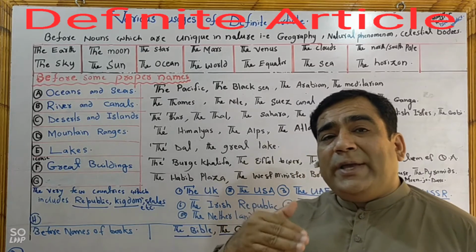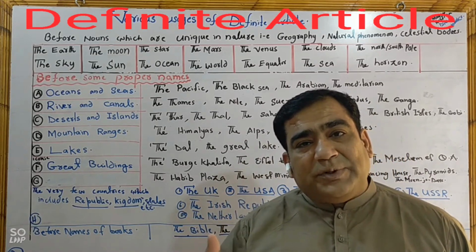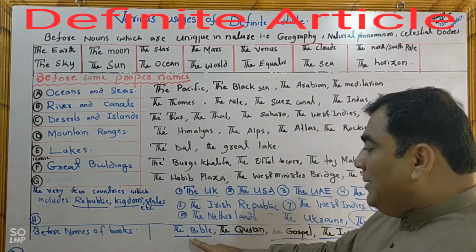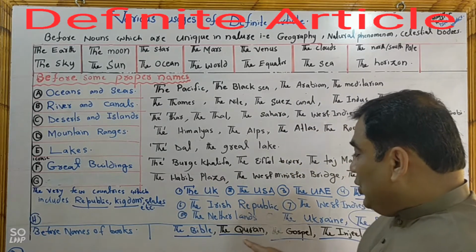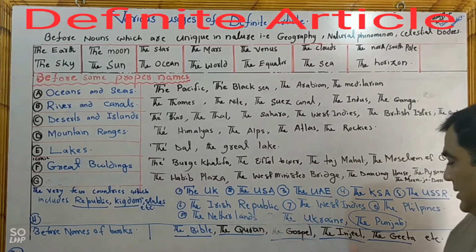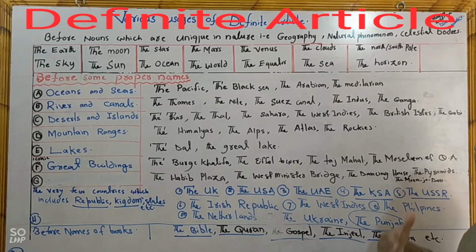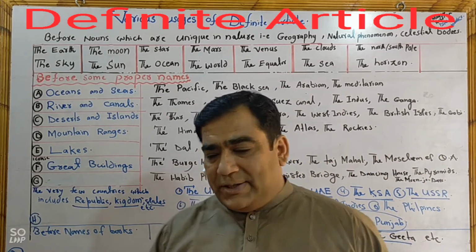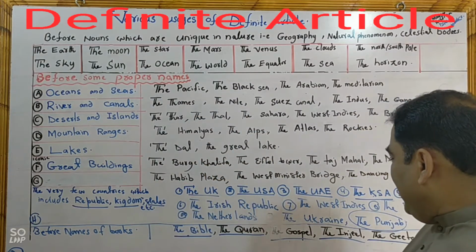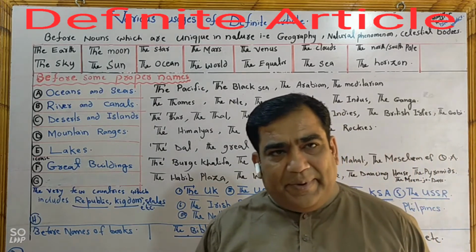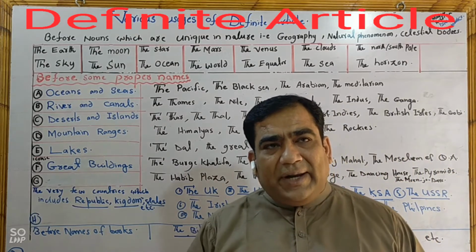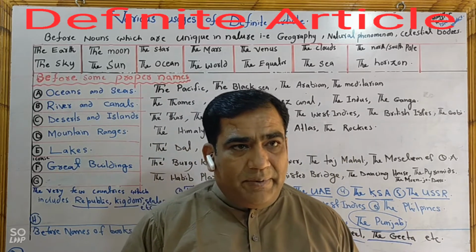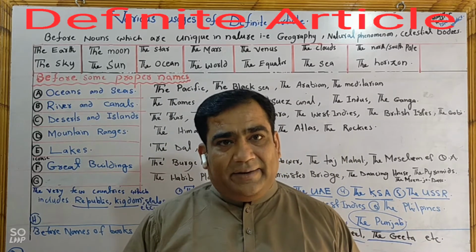Before names of books, which are unique in the world, divine books, God-gifted books: the Bible for Christians, the Quran for Muslims, the Gita for Hindus, and so on, the divine books for all the religions of the world, right? Gospels, Old Testament, Injil, New Testament. So different treatises are there. They could have the definite article put before them.